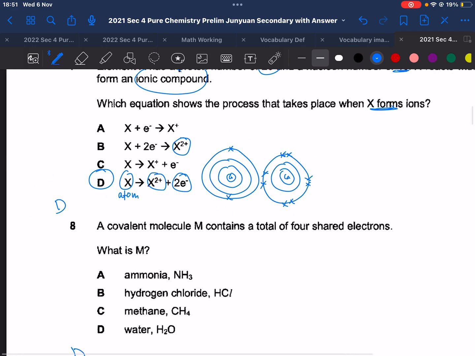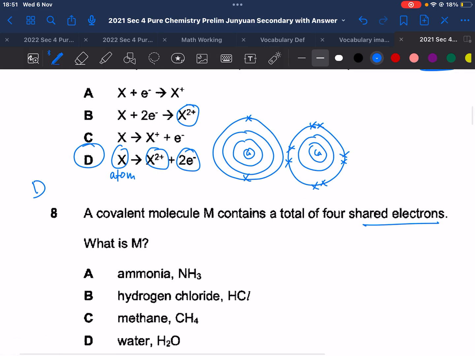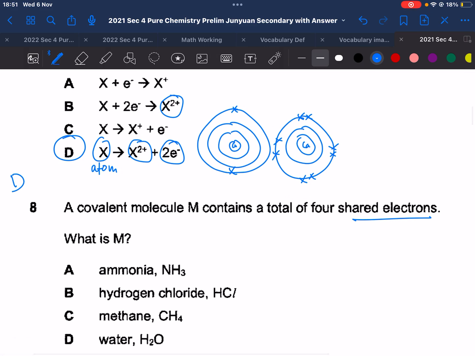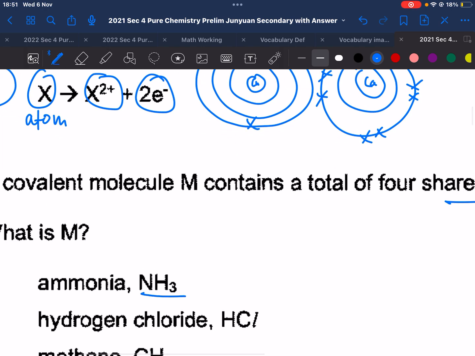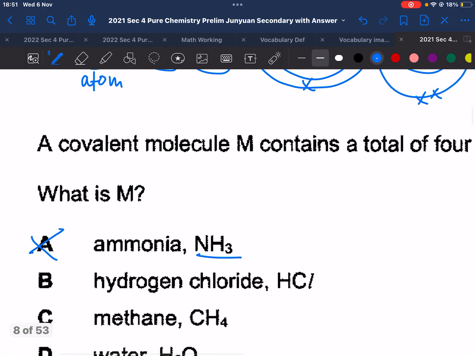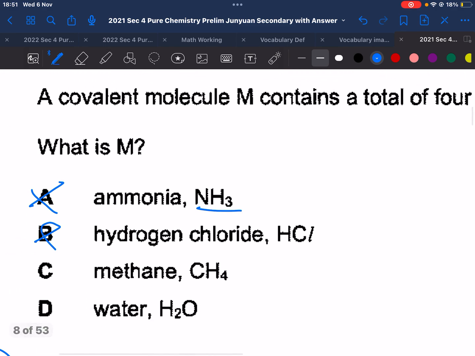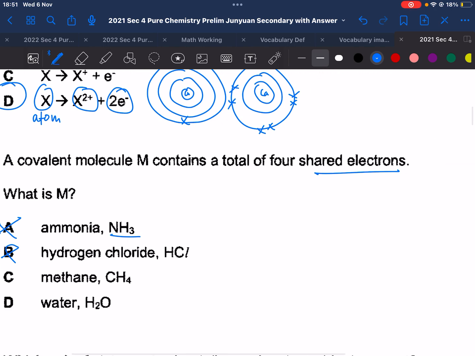Okay, a covalent molecule M contains a total of 4 shared electrons. Total of 4 shared electrons, not 4 pairs, but just 4 individual electrons. What is M? Let's draw this. Definitely not ammonia, because ammonia only shares 3 maximum, so this is definitely out. Hydrogen chloride only shares 1, so this is out. So methane actually shares how many? 4.